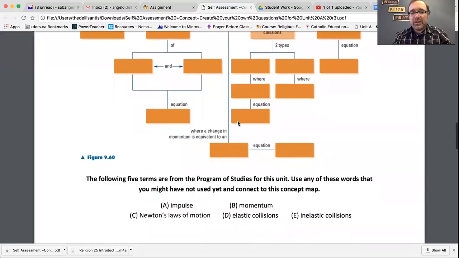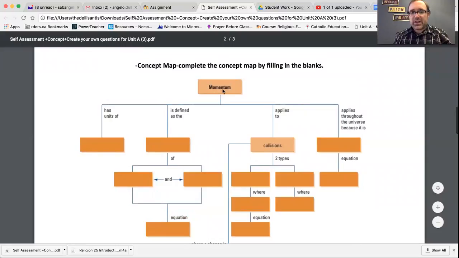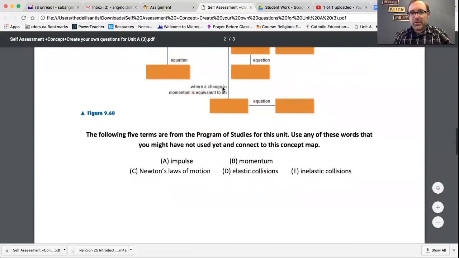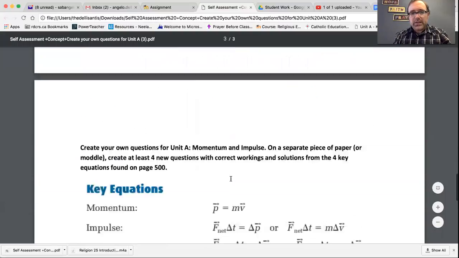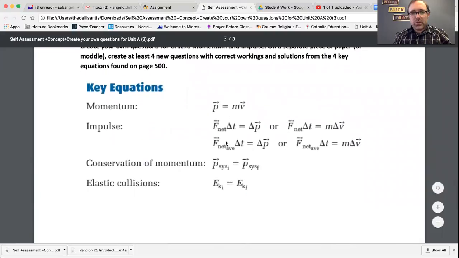Now keep in mind, there are 5 of these words that the program of studies is asking for. If you did not use them anywhere in here, you have to connect it somehow to this actual definition. Keep that in mind. To give you a hint, there should be at least one. And then create your own questions with solutions. There are 4 of them here, 4 formulas. First one, momentum, impulse, any of these. Conservation of momentum and elastic collisions.